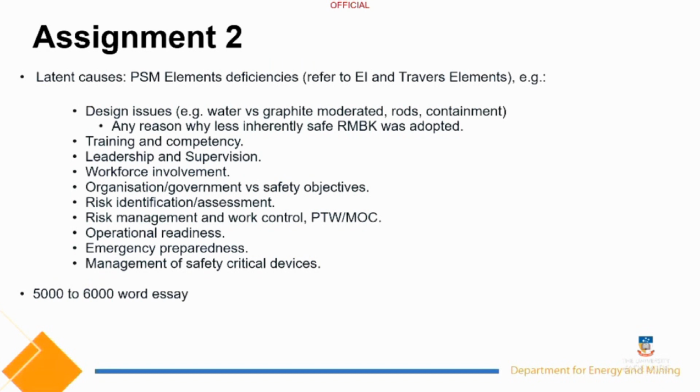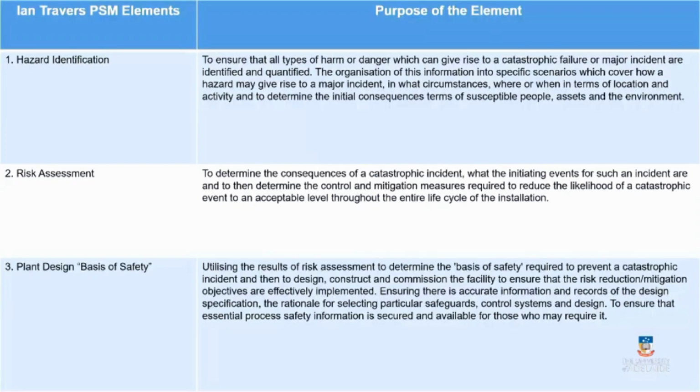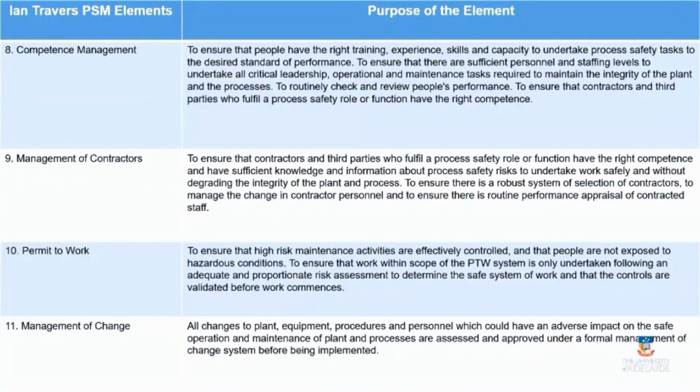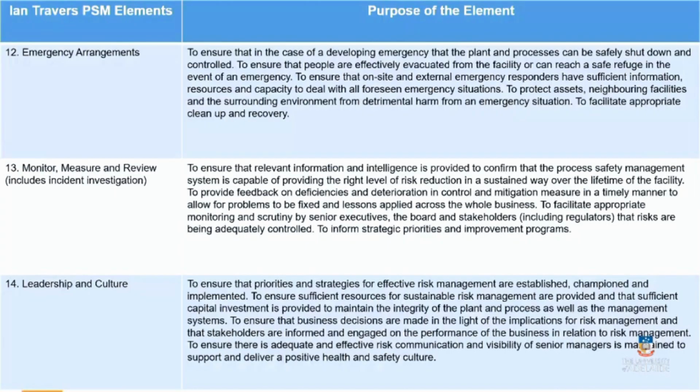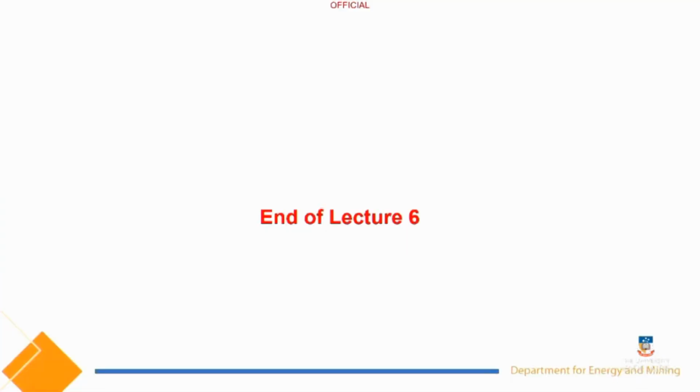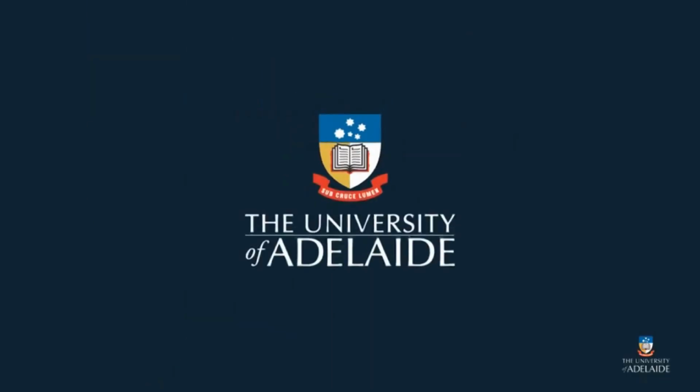risk management, operational readiness to do a test when half the people that were supposed to be there left, and then delays in that test. Emergency preparedness, looking at what happened, how they controlled the emergency after the explosion. Management of safety critical devices. These are latent causes that, working through the Ian Travis PSM elements, will help you answer those why questions.